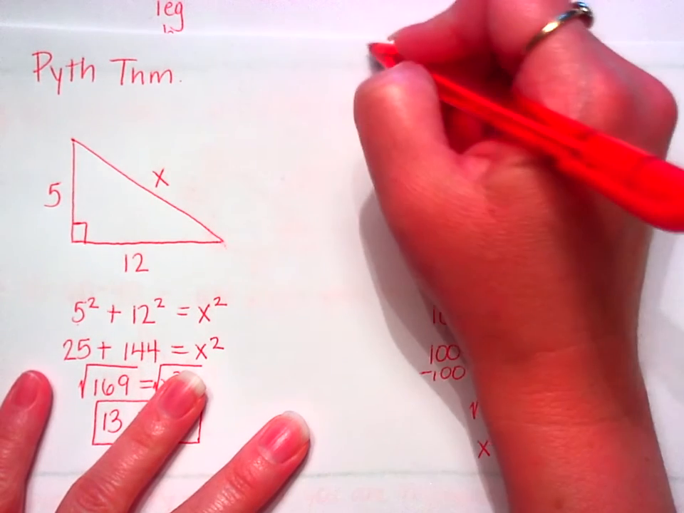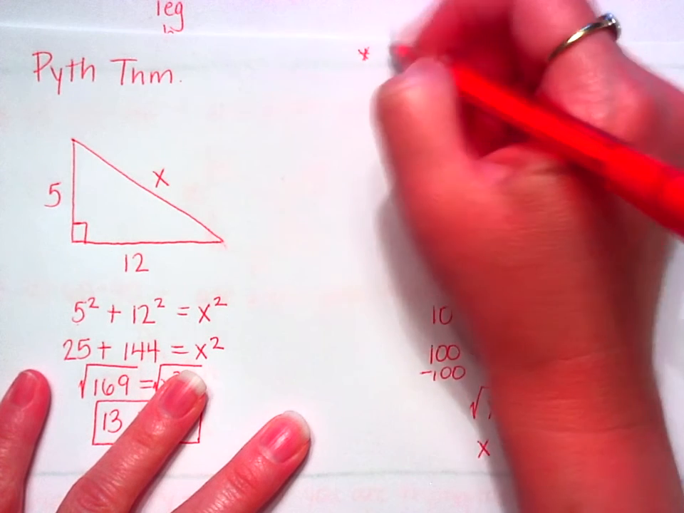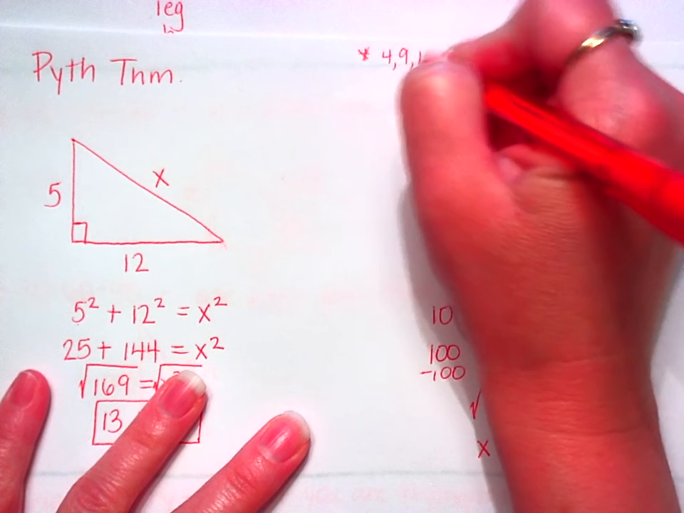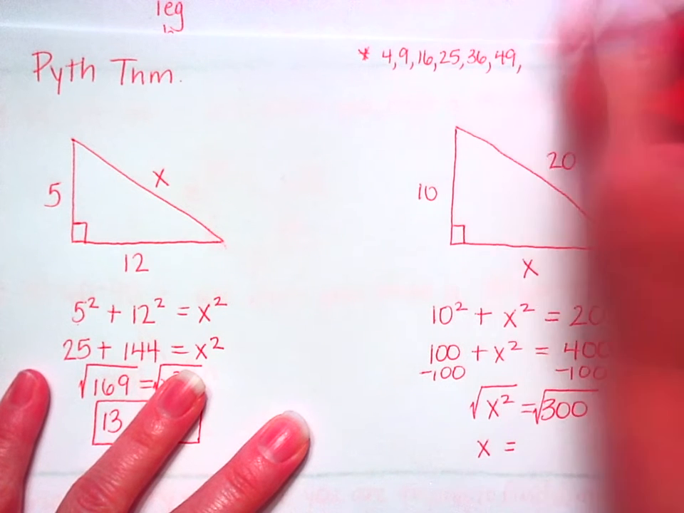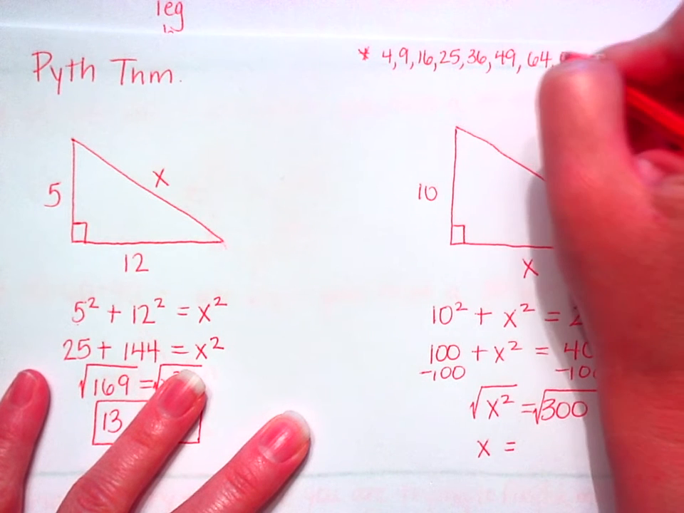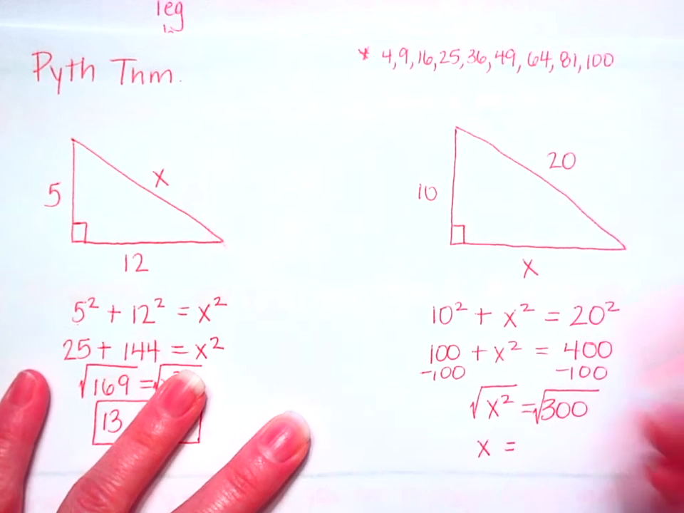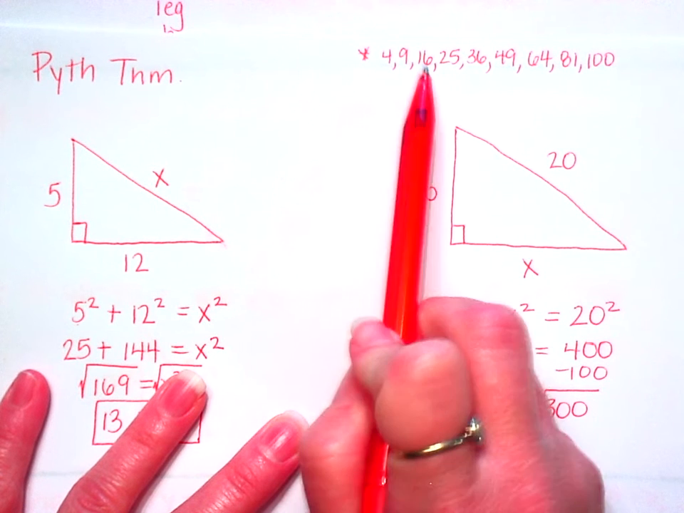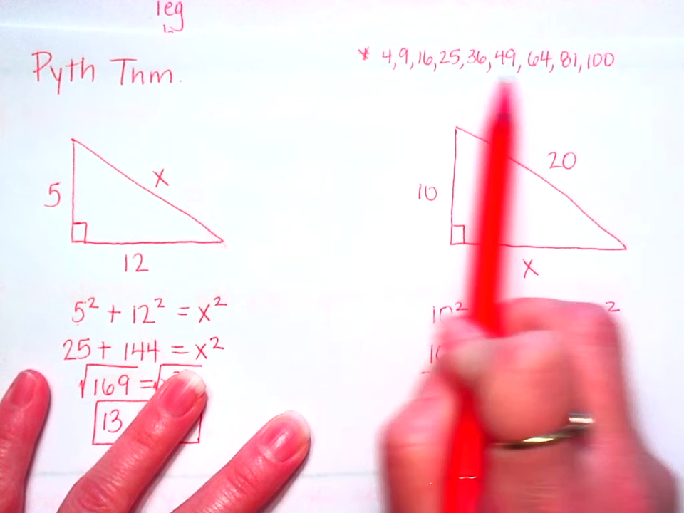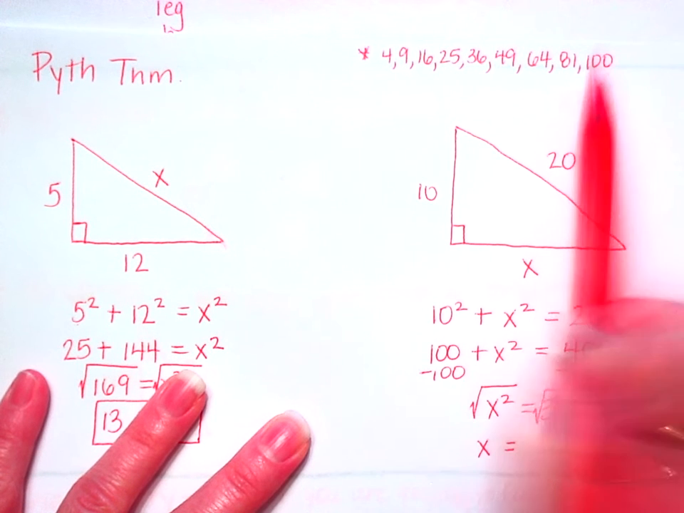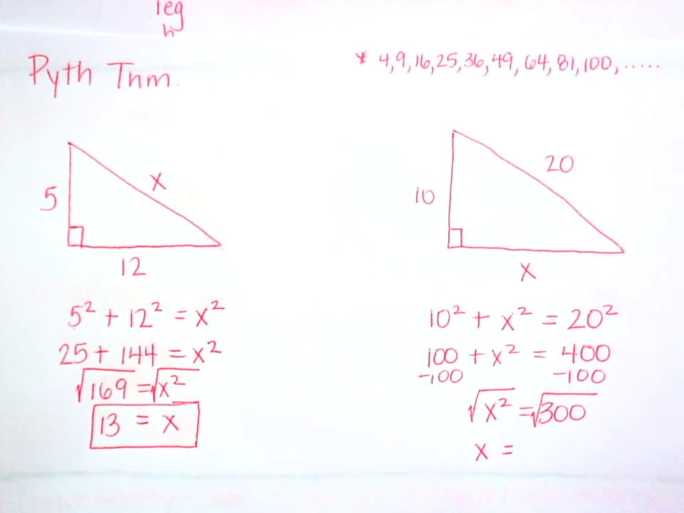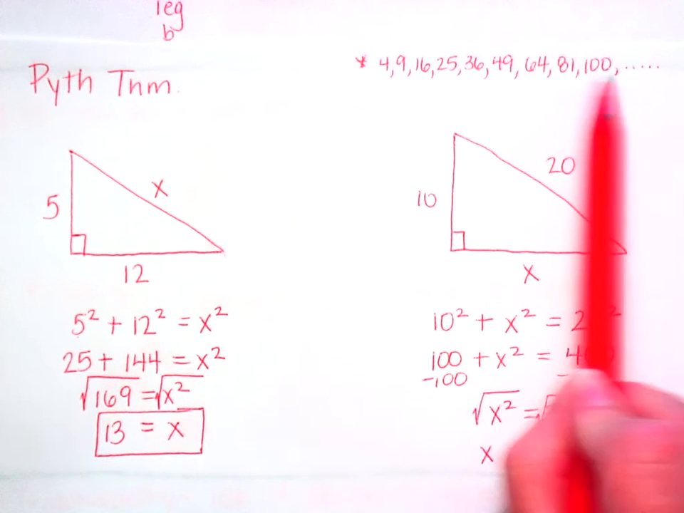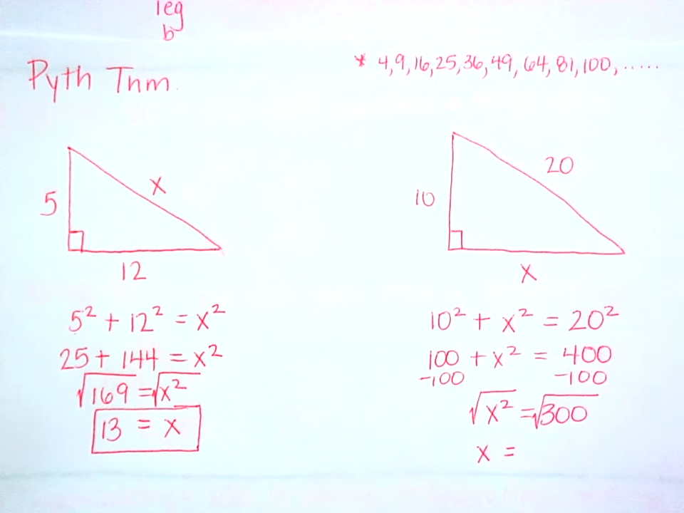And remember, perfect squares are numbers like 4, 9, 16, 25, 36, 49, 64, 81, 100, okay? This is 2 squared, 3 squared, 4 squared, 5 squared, all the way up to 10 squared, okay? And there's more of these, they keep going, okay? But is 300 divisible by any of these perfect squares? The answer is yes, it's actually divisible by several of them.